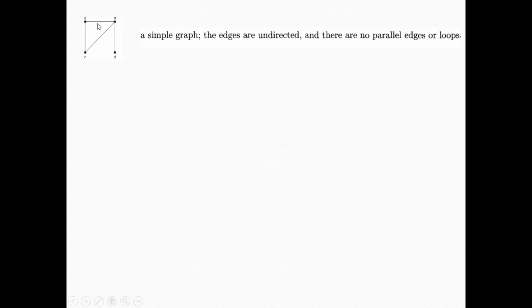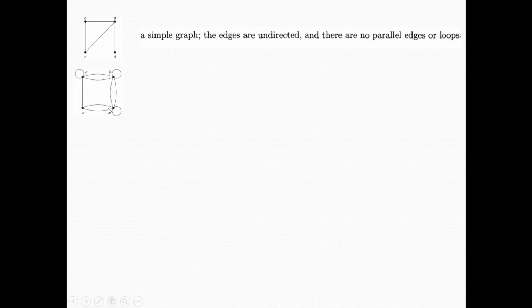Okay, so let's review the things we learned. There is a graph in front of you, and let's see what properties it holds. It is a simple graph, the edges are undirected, and there are no parallel edges or loops. Parallel edges are called multiple edges as well. Multiple edges in one direction are called parallel edges, since this is an undirected graph, so no edge has any direction, but there are no parallel edges, that is, there are no multiple edges.